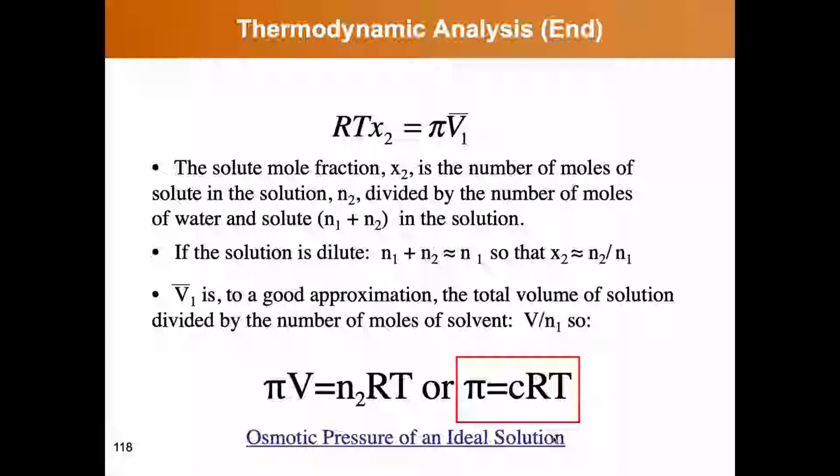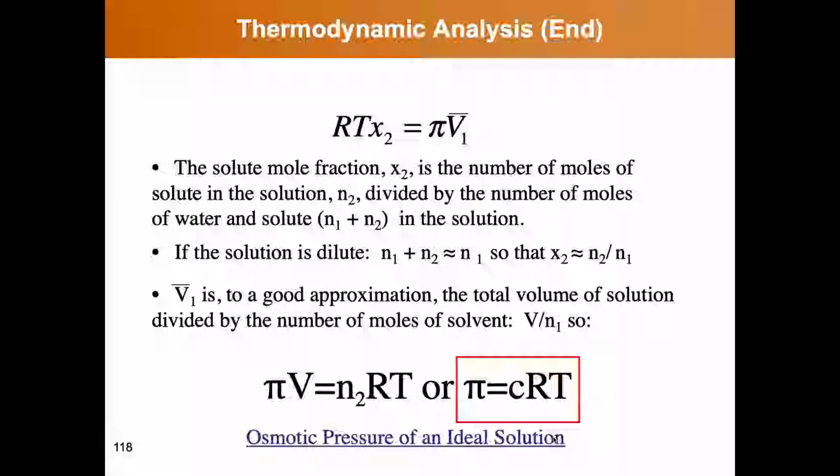The solute mole fraction is the number of moles of solute in the solution divided by the total number of moles of solute and solvent, which is water in our case. And if the solution is ideal, then the total number of moles of material in that solution is about equal to the number of moles of solvent. The partial molar volume is, to a good approximation, the total volume of the solution divided by the moles of solvent. And so we can rewrite this expression as shown here. And this is the osmotic pressure of an ideal solution.